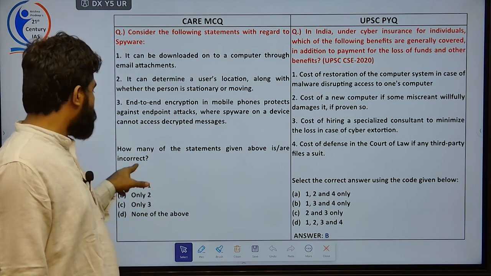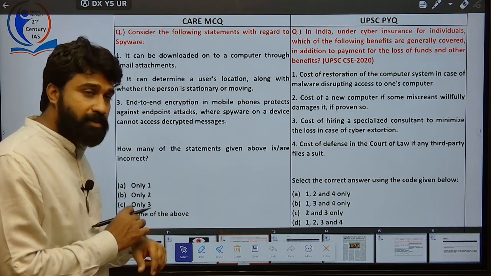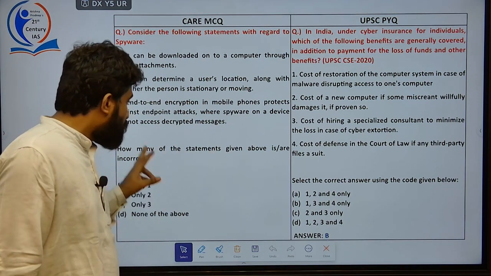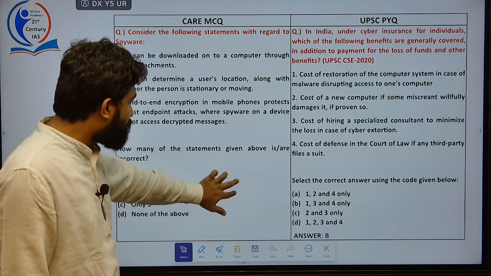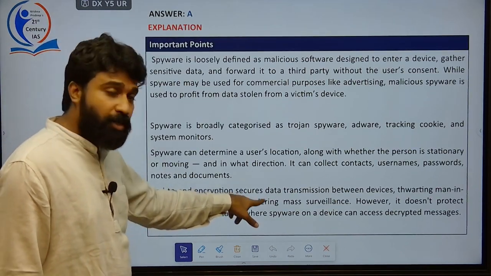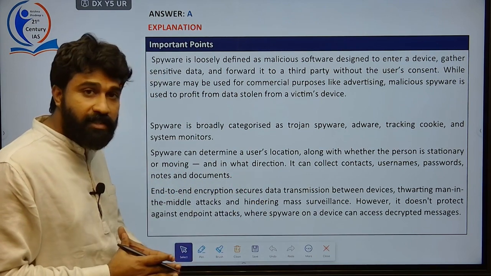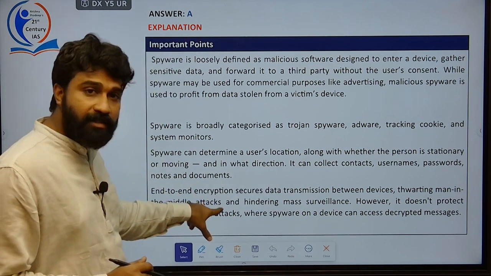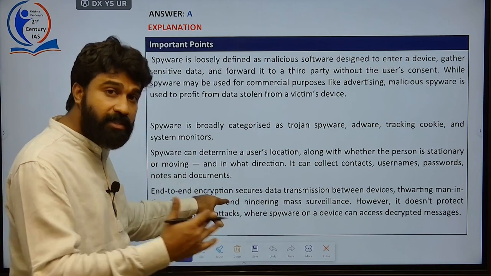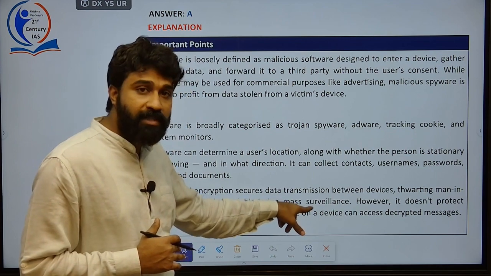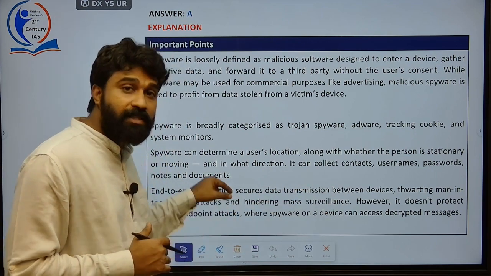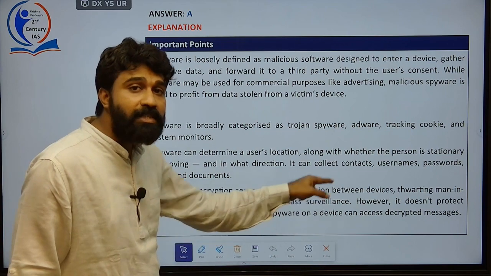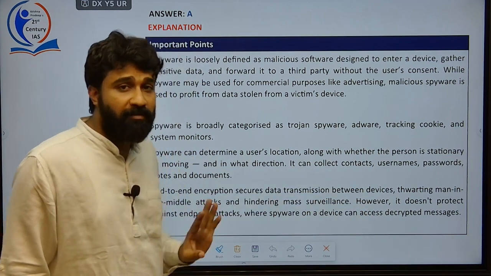So, how many of the statements given above are incorrect? You need to just bite yourself when an incorrect statement is given. And one more thing you need to remember, it is asking how many of the above statements are incorrect. Only one statement is incorrect, that is the third statement, because end-to-end encryption can definitely secure your data. The message is encrypted, so the spyware cannot attack during the transmission stage, and middle attacks and mass surveillance cannot be possible at that time. However, end-to-end encryption cannot protect at the end stage. Thus, an endpoint attack can be possible because the message is in the stage of decryption, which can be attacked by this spyware. So, this is the question.